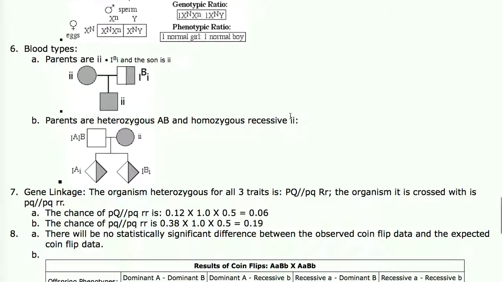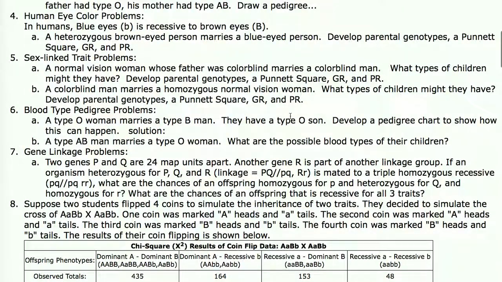Now, number 7. Gene linkage. Two genes P and Q are 24 map units apart. Another gene R is part of another linkage group. That means it's on a different chromosome. If an organism heterozygous for P, Q, and R is mated to a triple homozygous recessive, what are the chances of an offspring homozygous for P and heterozygous for Q and homozygous for R? What are the chances of an organism that is recessive for all three traits?